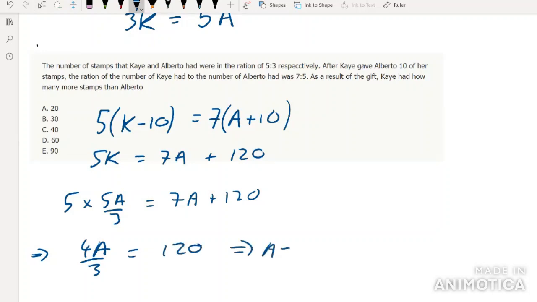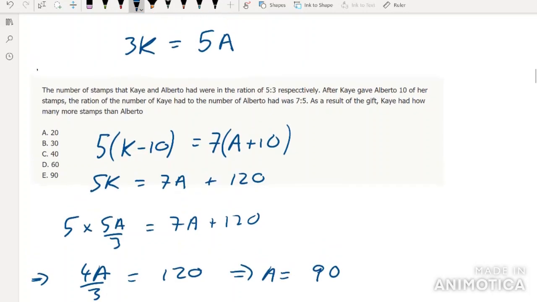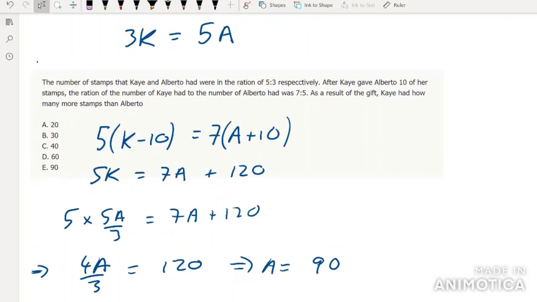Finally, we get that A equals 90. And that means that since K is 5A over 3, that's 30 times 5. So K is 150. And so after the gift, K is 140 and A is 100. And so the answer is 40.